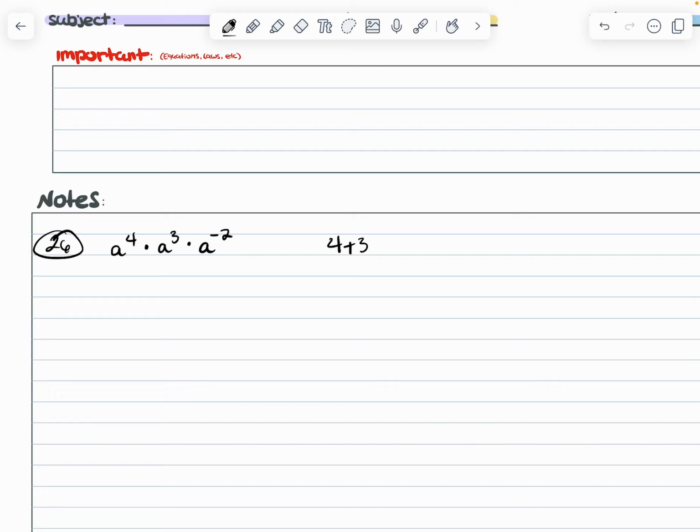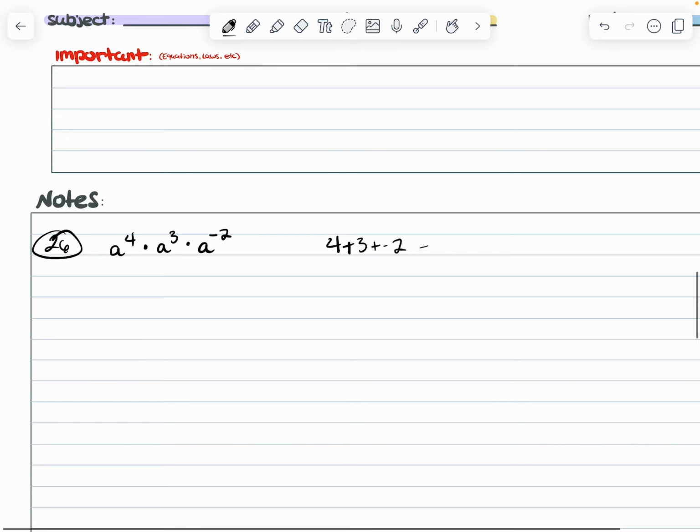So you're going to look at what's 4 plus 3 plus negative 2, and that's 5. So this answer is just a to the 5th power. That's it. That's all we've got to do. Okay, for 27.